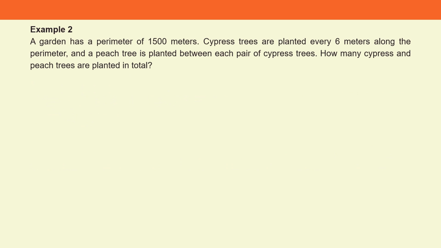Example 2. A garden has a perimeter of 1,500 meters. Cypress trees are planted every 6 meters along the perimeter, and a peach tree is planted between each pair of cypress trees. How many cypress and peach trees are planted in total?